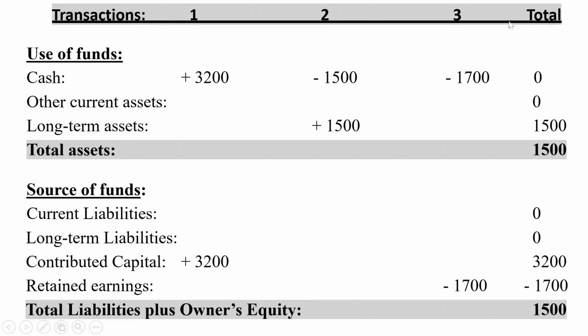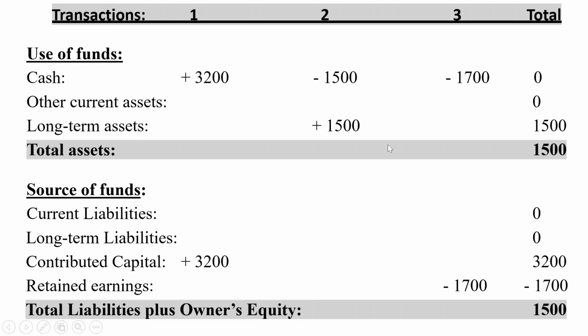Then in the third transaction, when they spend 1,700, again cash comes down 1,700. So now your cash balance is 0. But what's the corresponding entry? There is no resale value, so we cannot increase an asset. Instead we say, well, this money is gone. So unless you get a corresponding revenue, this is going to bring your earnings down and finally retained earnings down. So that's why we put the corresponding entry here.